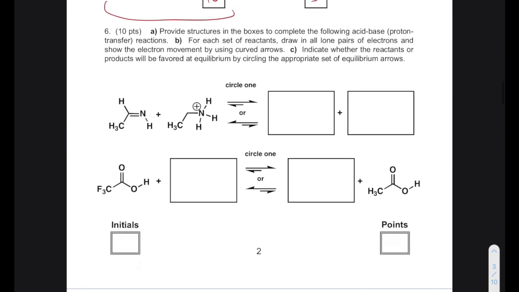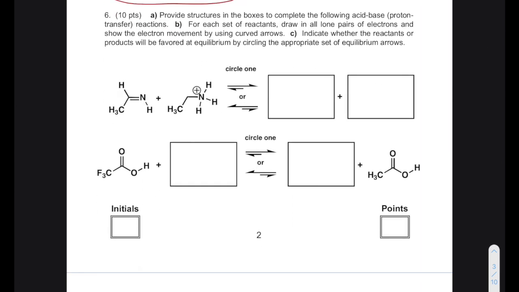Okay, question 6. We have an acid-base reaction between an imine and an amine. We draw in this lone pair, grabbing here, kicking electrons back to nitrogen. This would make for a protonated imine and now a deprotonated amine. So again, knowing the pKa's will help with this.